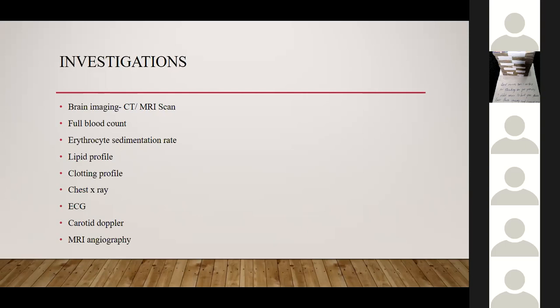So your chest X-ray can tell you if probably the heart is enlarged, if there's cardiomegaly, or if the patient has some other condition, maybe congestive cardiac failure. Your ECG would also tell you probably the patient has some form of atrial fibrillation, which is what is causing the stroke.